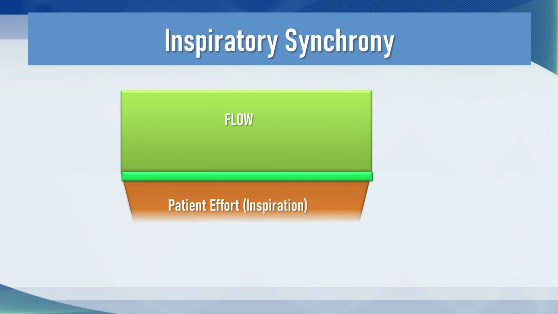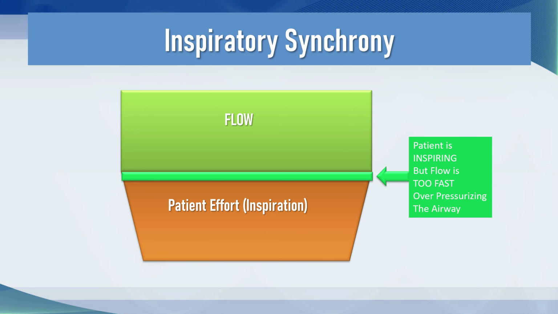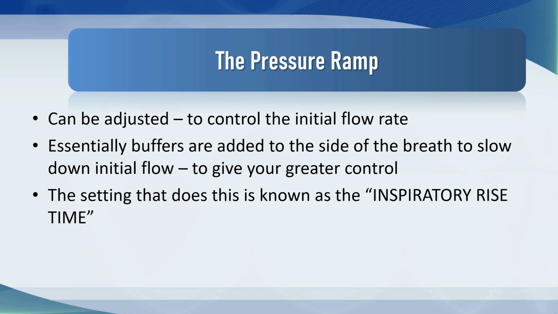Another anomaly is that the patient may generate a breath, but the flow is just too big with respect to the patient's effort. And as a consequence of this, the ventilator pressure cycles very, very quickly. So the patient is inspiring, but the flow is too fast and over-pressurizing the airway. How do you do tight adjustments on inspiratory flow to match the patient's demand so that everything looks well, with a lovely flat top pressure waveform?